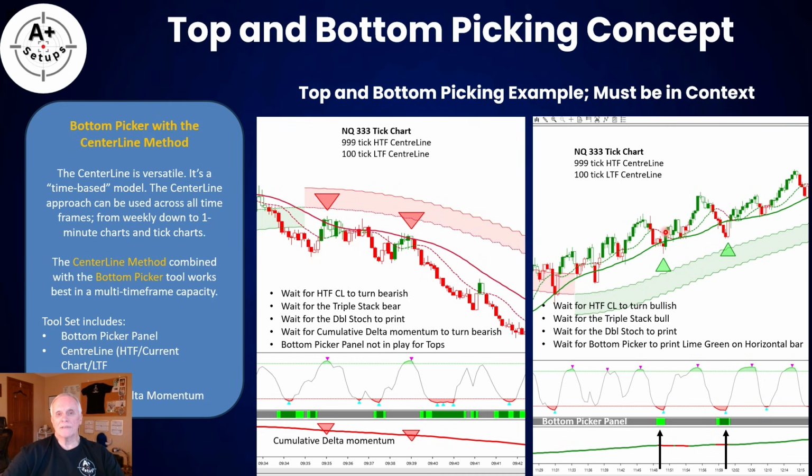Now I'm going to start with the bottom picking component first. The bottom picking over here on the right is this panel, the horizontal line with the lime green. The bottom picker indicator is a series of lines that converge when markets are overstretched. It's not Bollinger Bands, none of that. And the signal emerges on this horizontal bar. It just simply tells us, hey, this is potentially a good trade location for you to take a shot on the long side.